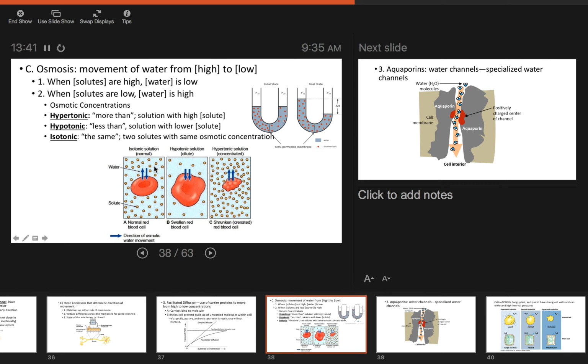Isotonic means that the concentrations inside and outside the cell are pretty much relatively the same. And so we still have movement of water leaving the cell and entering the cell. They are at equal rates, and there's really no change in the cell size, but there's still movement.